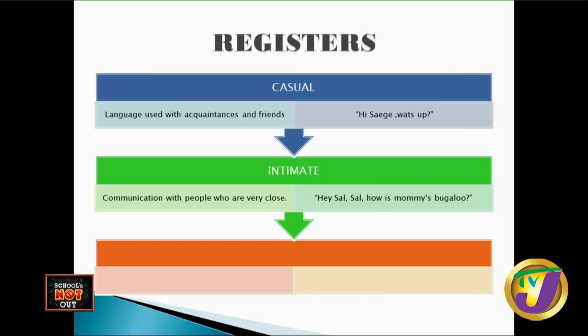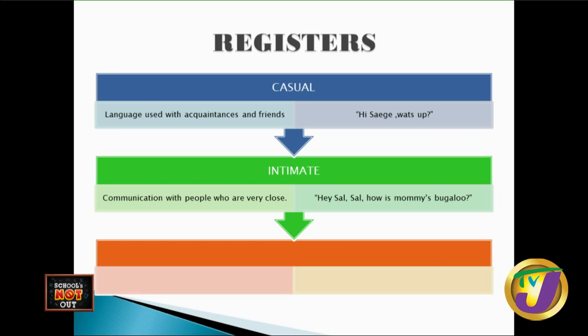After that, we have the casual or the informal register. And you know, this is used with persons who you're acquainted with, they are friends. There's a level of familiarity among or between these persons. So you will say, hi Sage, what's up? Instead of how are you? So you see that informality in the language.